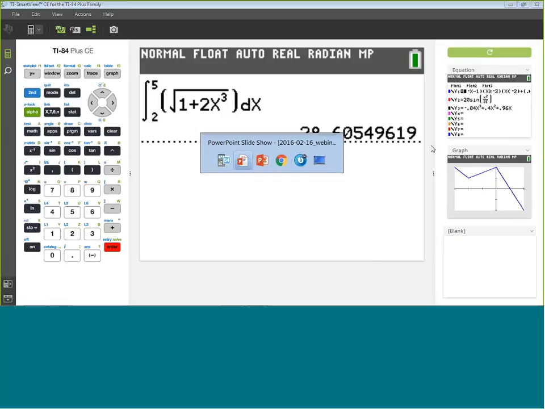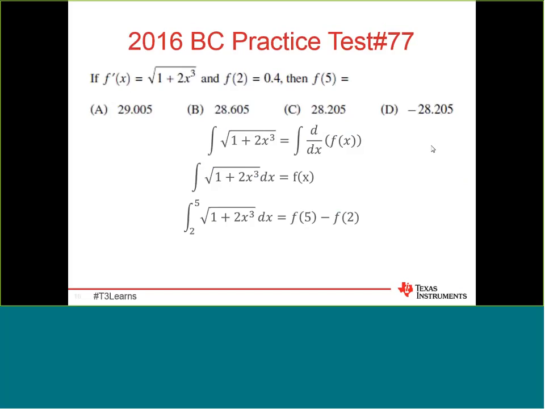So I'll go ahead and import that answer directly into our equation that we have here. And if I go ahead and solve for f of 5, this is what we come up with. We always want to remember we want to go to 3 decimal point accuracy. And since it's multiple choice, it's able to match up pretty well. The answer is choice A, 29.005.